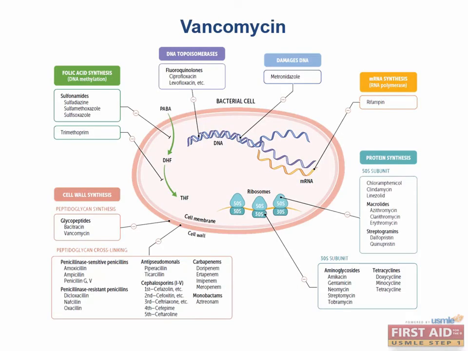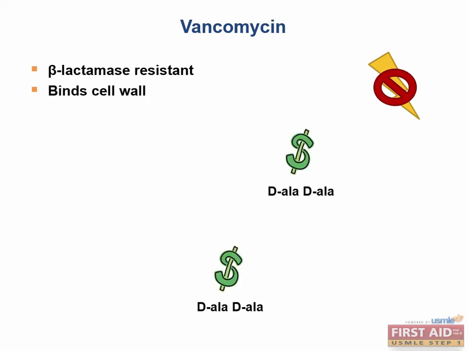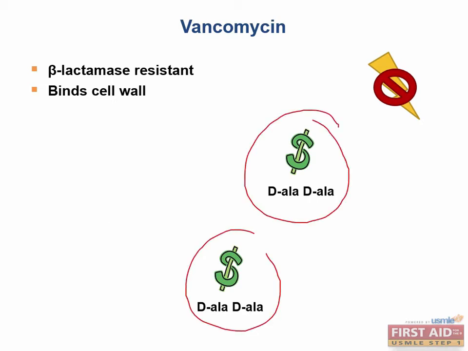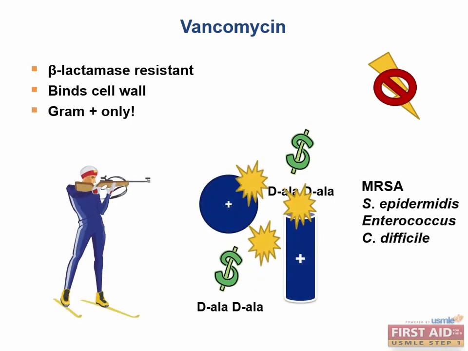Now let's discuss the drugs that interfere with peptidoglycan synthesis, most importantly, vancomycin. Vancomycin is not a beta-lactam drug, it doesn't have a beta-lactam ring, and therefore it is resistant to the beta-lactamase enzymes. Vancomycin binds to the D-alanine residues of an essential protein in the bacterial cell wall, therefore blocking its synthesis. You can remember this by thinking of 2 dollar bills shown here. It is key to know that vancomycin is only effective against gram-positive organisms.